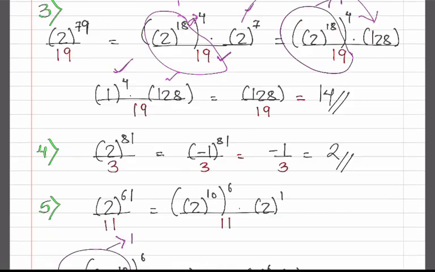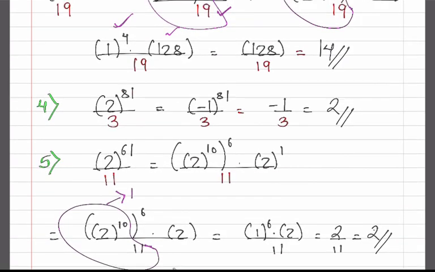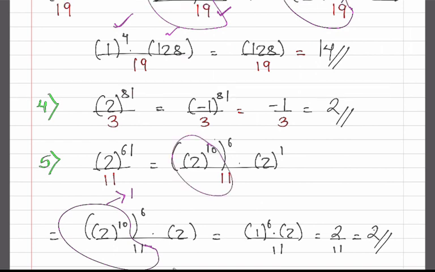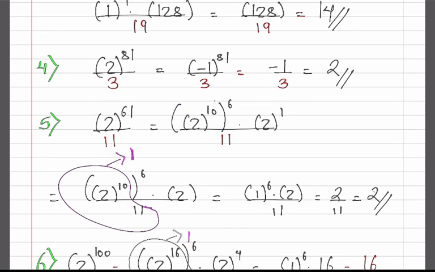Let's move on. Again, this looks like a very easy problem, 11, so I need a 10 at the top. 10 into 6 is 60, 1 remains here. This complete thing gives me a remainder of 1. 1 multiplied 6 times is again 1. 1 into 2 is 2. 2 divided by 11, my answer is 2.